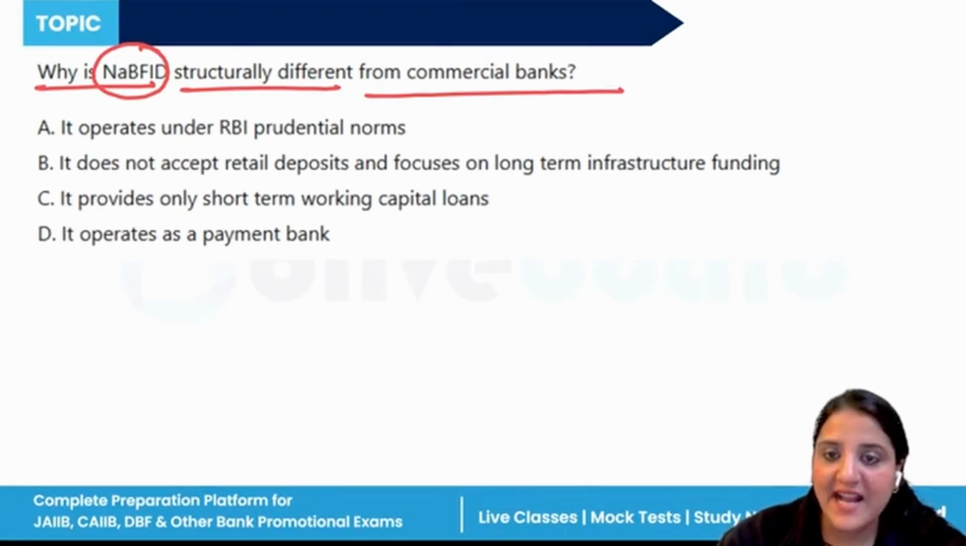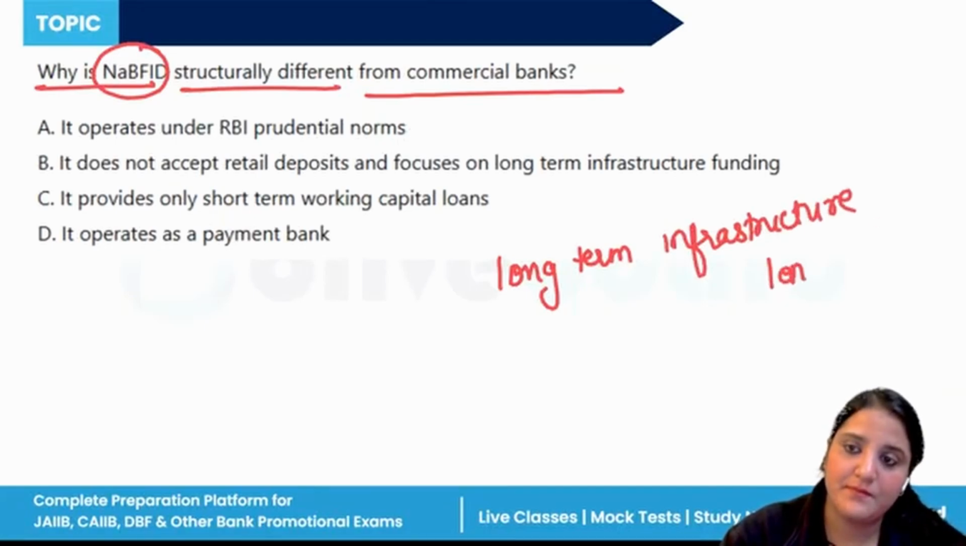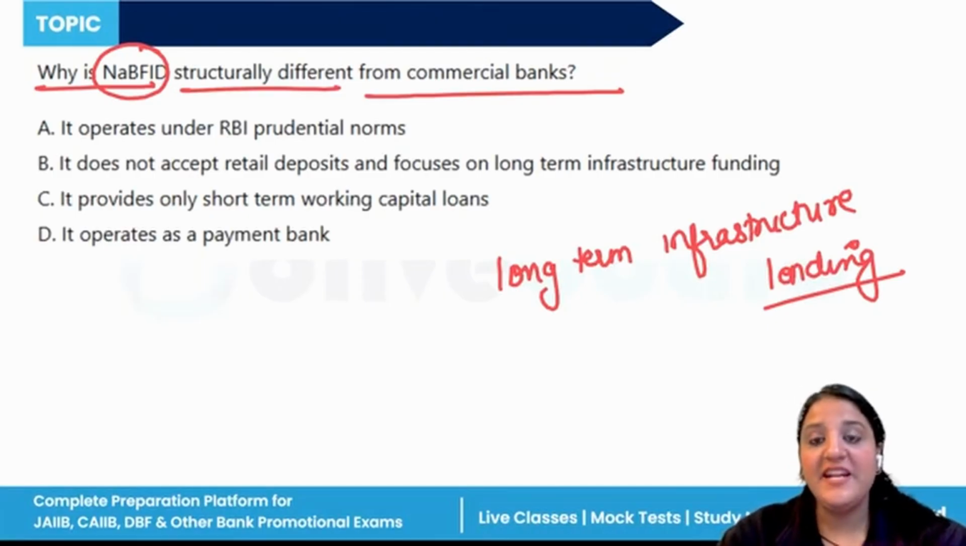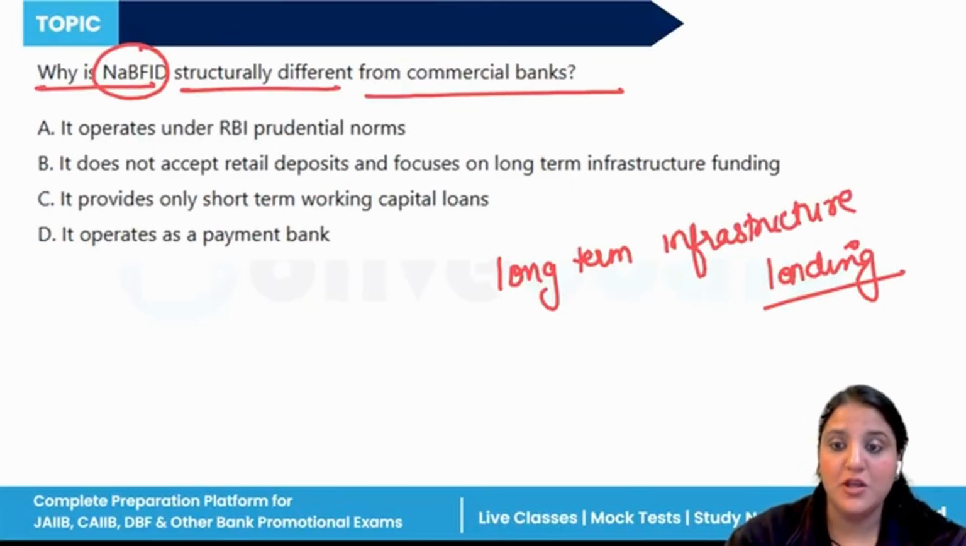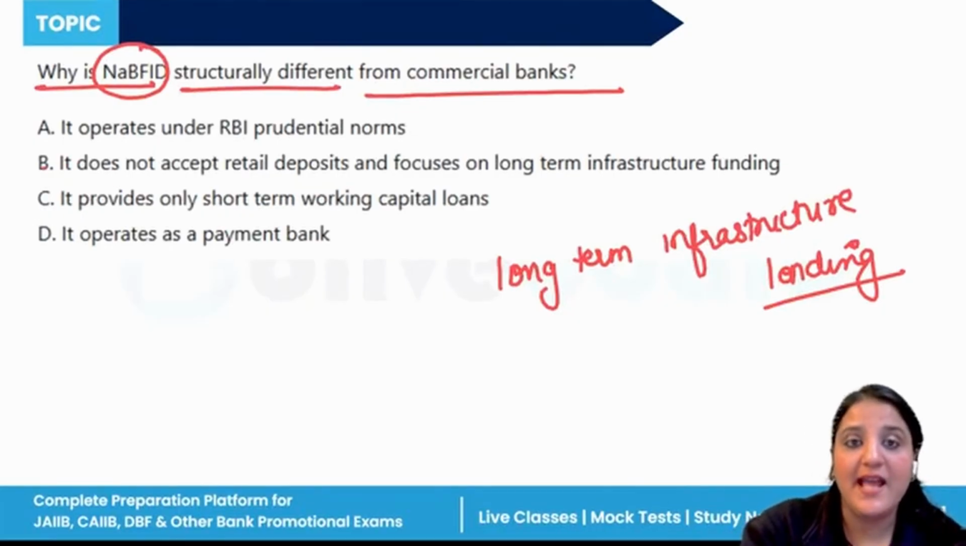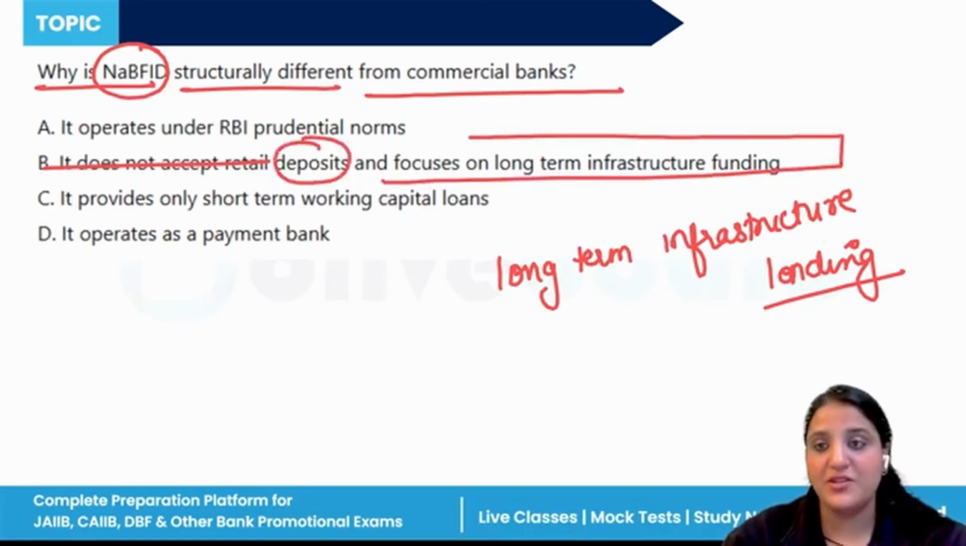Because it is designed for long-term infrastructure lending, right? It does not take deposits from the public. That makes it structurally different from the commercial bank. So option B is correct here. It does not accept retail deposit and focuses on long-term infrastructure funding.